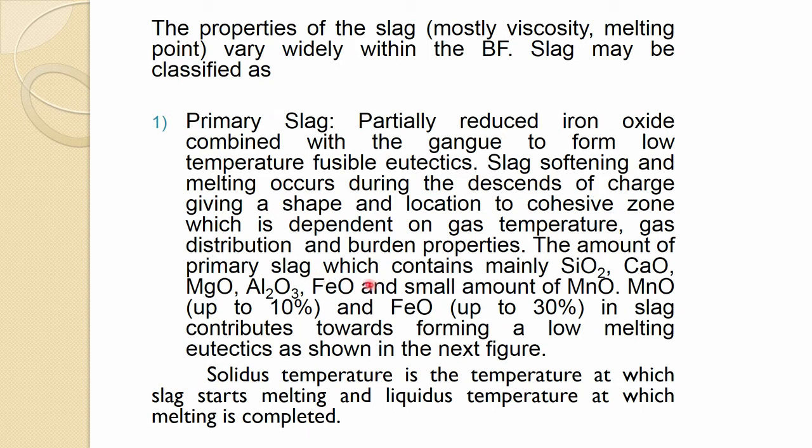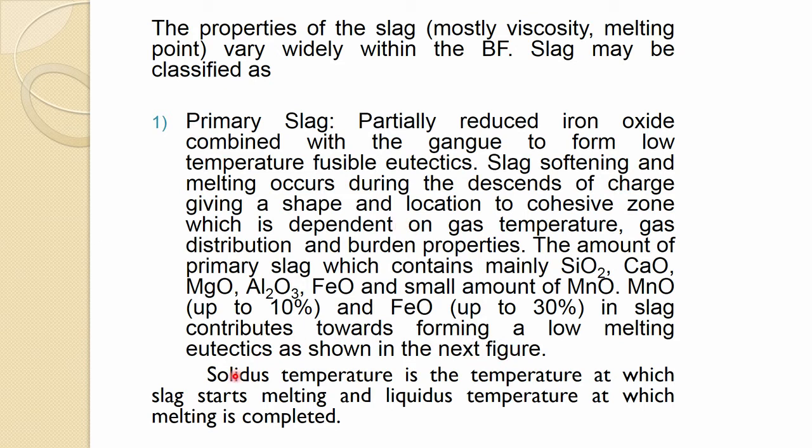So, this wustite is carried over near the cohesive zone. So, you get lots of iron oxide in the cohesive zone and it has to be reduced further. So, up to 30% in slag contributes towards forming a low melting eutectic, as shown in the next figure.